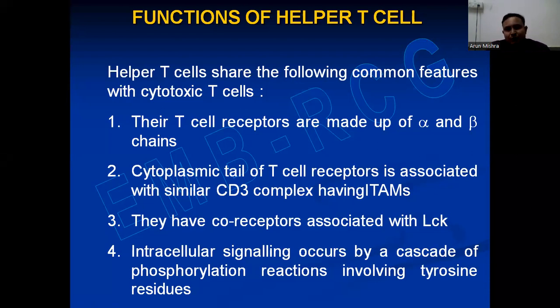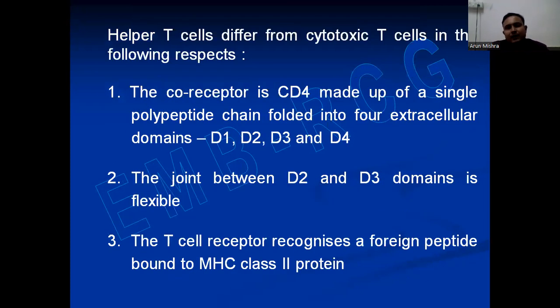Helper T cells share the following common features with cytotoxic T cells. Their T cell receptors are made up of alpha and beta chains. Cytoplasmic tails of T cell receptors are associated with a similar CD3 complex having ITAMs. They have co-receptors associated with LCK. Intracellular signaling occurs by a cascade of phosphorylation reactions involving tyrosine residues. The helper T cell differs from cytotoxic T cell in the following respects.